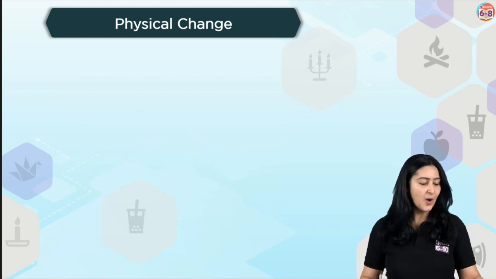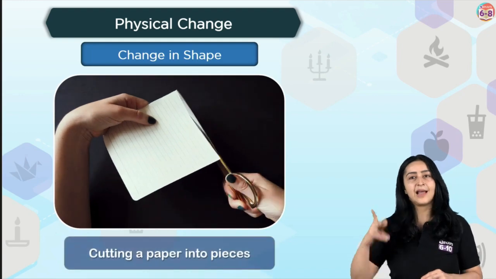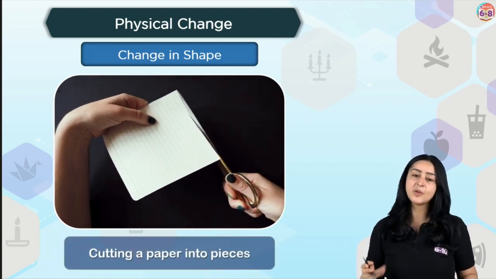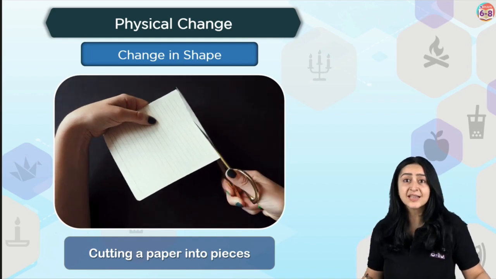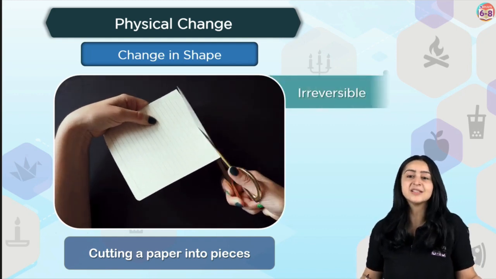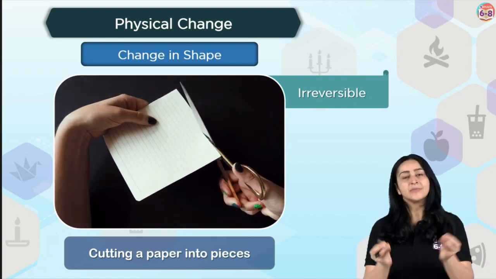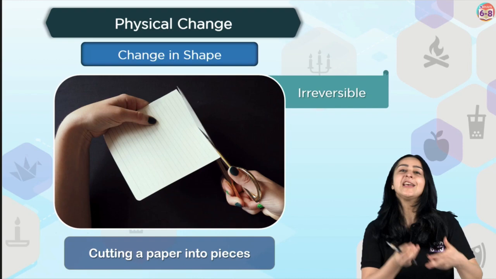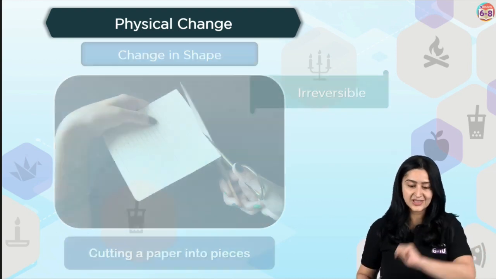Then we talk about our next physical property, which is change in shape. You cut the paper into pieces. Is this reversible or irreversible? It's irreversible. But if you shape the paper into a boat, can you get back to the original? Yes, you can. So again, a physical change can be reversible or irreversible.